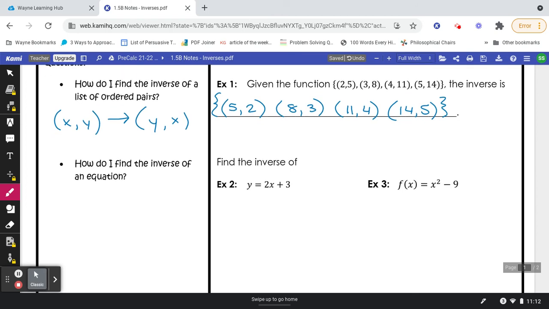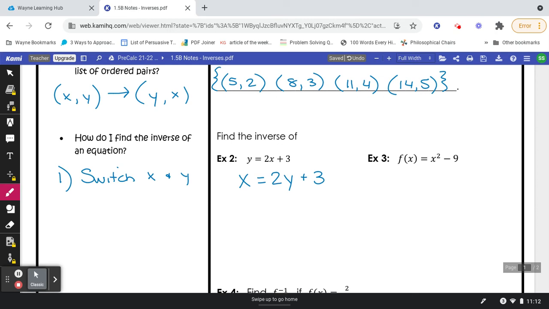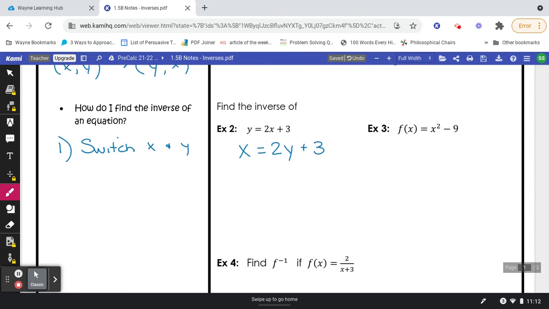And then we're going to do this same thing, but with the equation. So in order to do this, we're going to first start by switching x and y. So on example number 2, you would literally make the x into a y and the y into an x. Don't move anything else, though. And then at the end, you have to make sure that you solve for y. You want your answer to be y equals.